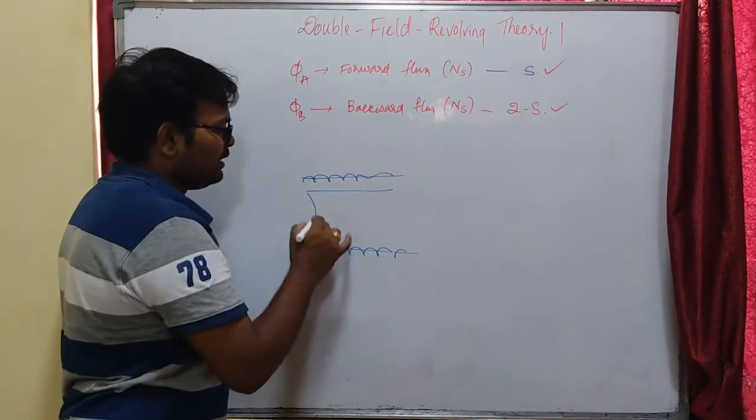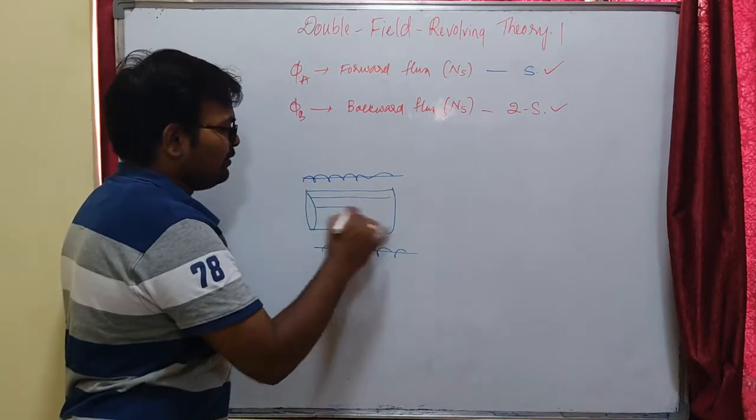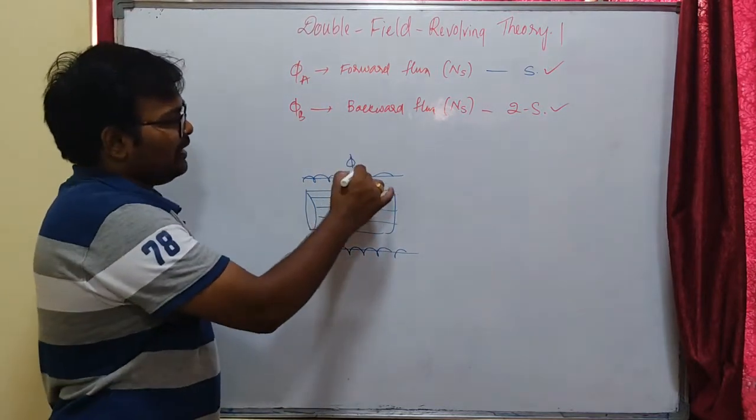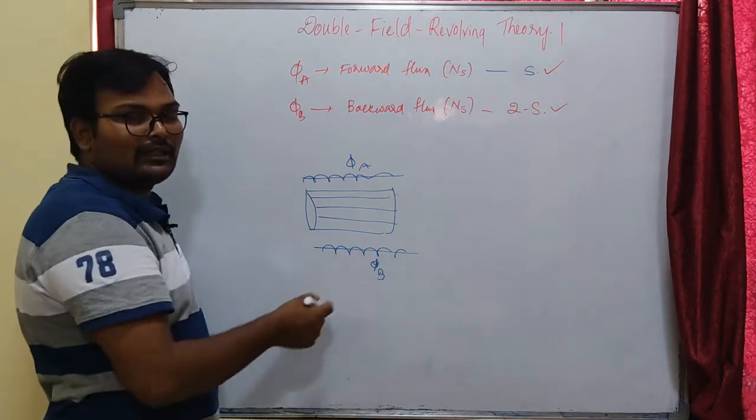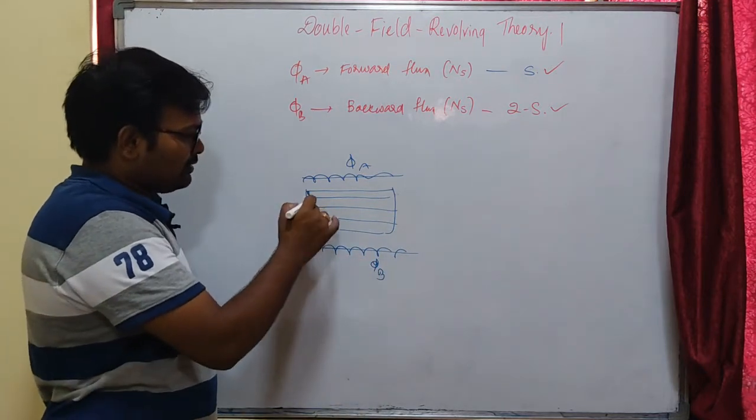They cut the rotor conductors, which are short circuited. Okay, you know that our rotor conductors are short circuited. This phi A and phi B, revolving from the stator, cut the rotor conductors.